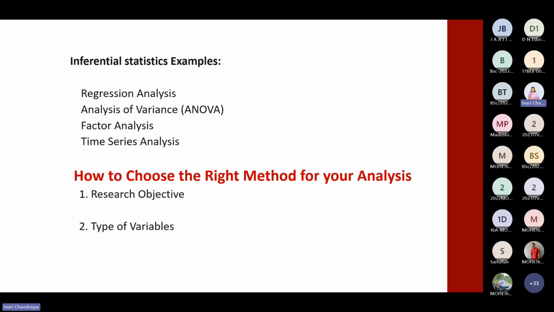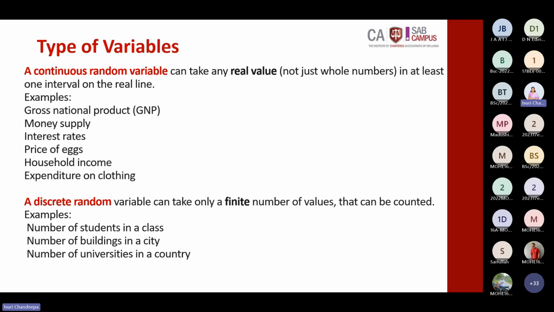The second thing you need to concern yourself with is the type of variables. How many variable types do we have? Yes, we have two variable types. The first one is continuous variables, or continuous random variables. The other one is discrete random variables. Am I going to collect discrete variables or continuous variables?